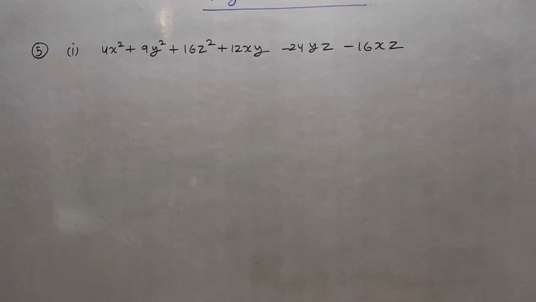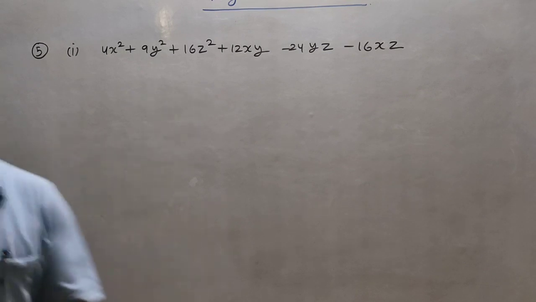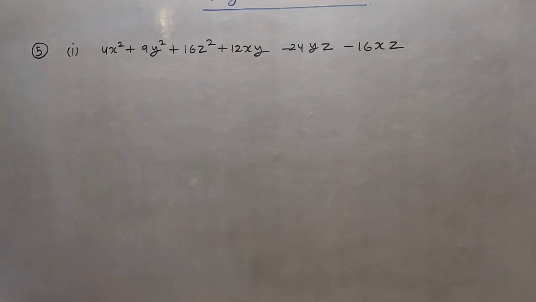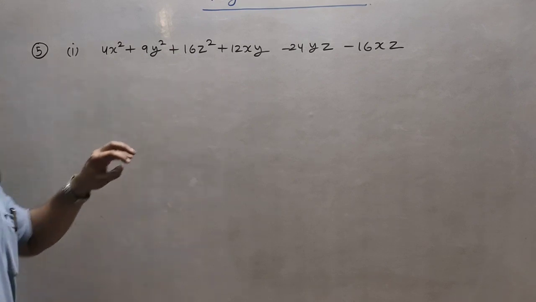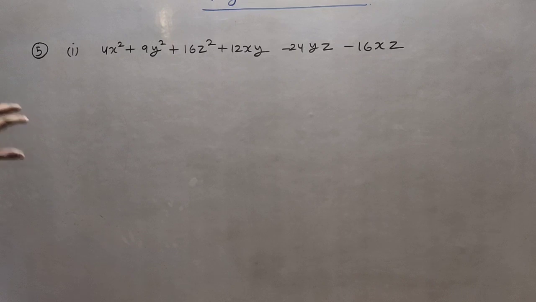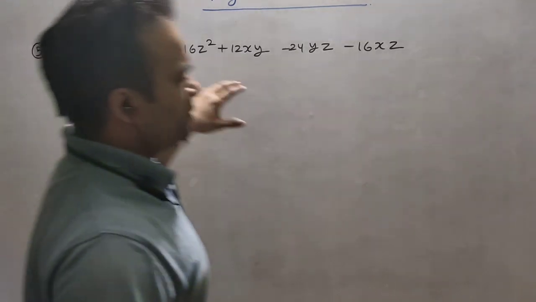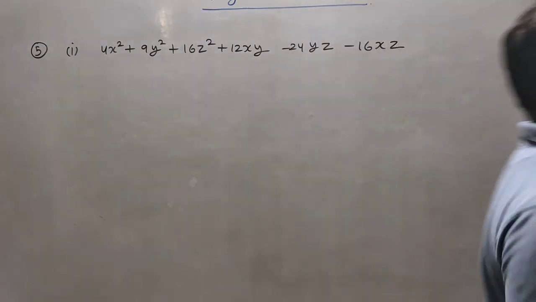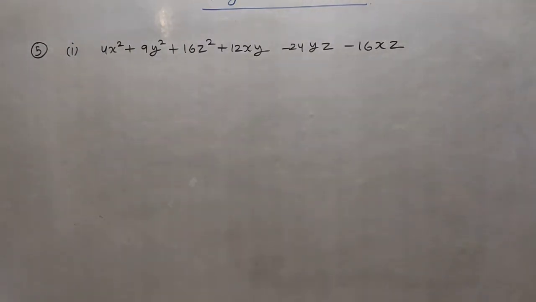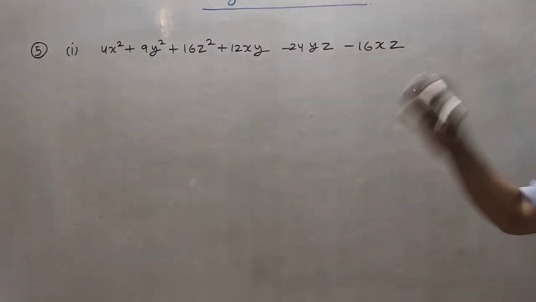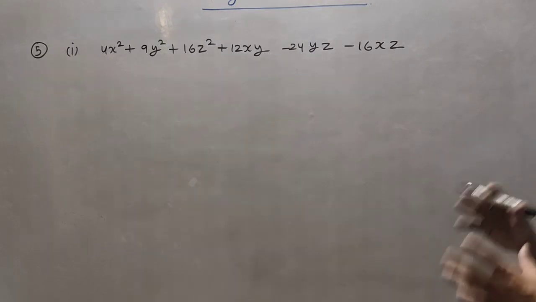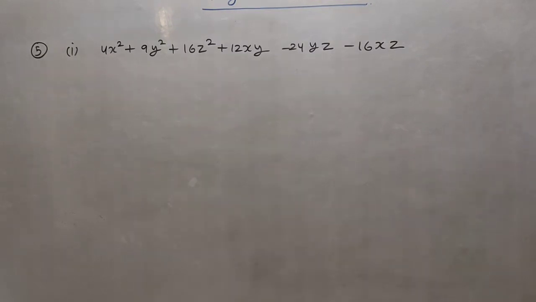Okay class, this is question number 5. In the previous video we have done till question number 4, right? Now in this question, you can easily detect which identity we can use here. This is related to a square plus b square plus c square plus 2ab plus 2bc plus 2ca, right? And the factorized form of this identity is a plus b plus c whole square, right?